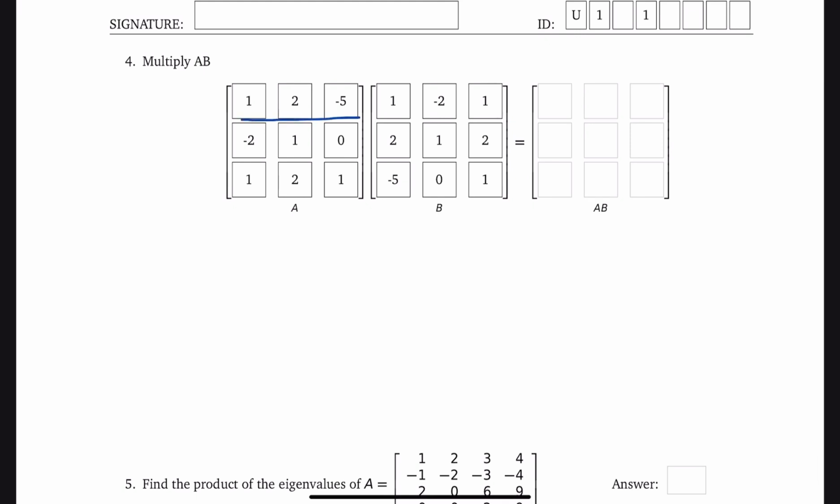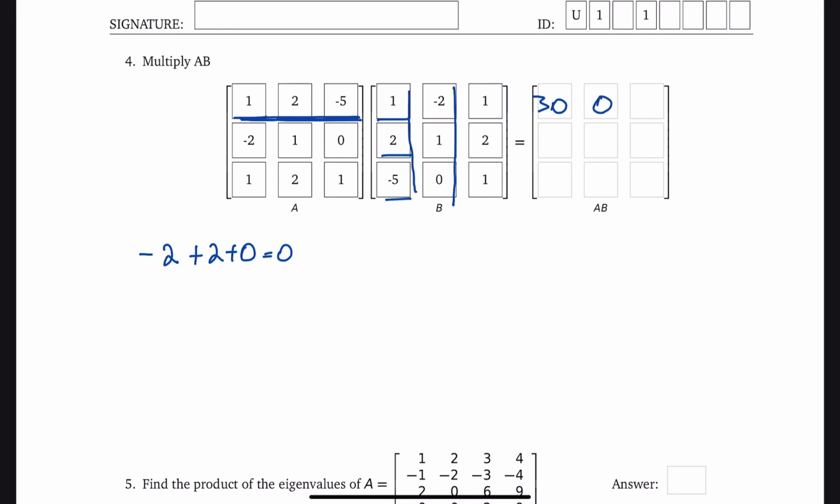So we're going to multiply this like a row by column. The first row to the first column. What we get is 1 times 1 is 1, 2 times 2 is 2, and 5 times minus 5 is minus 5. That's going to be 30. So now if you multiply the first row to the second column, what you get is minus 2 plus 0, which is 0. So that's going to be here.